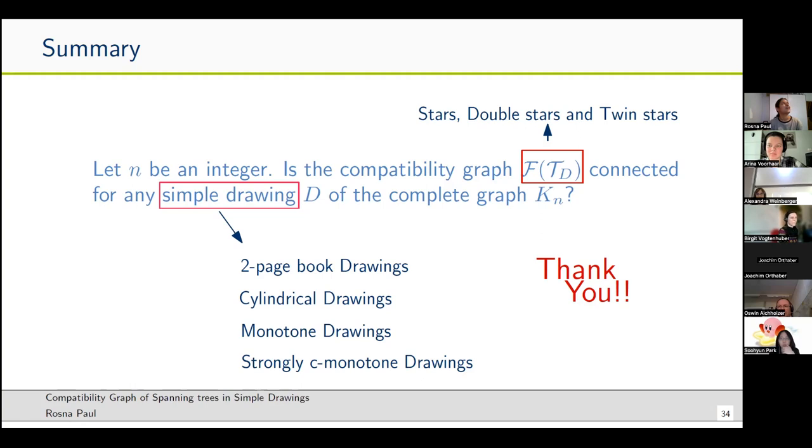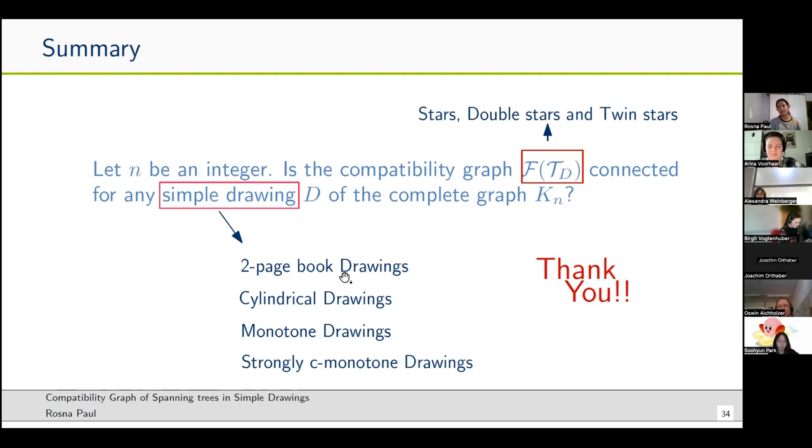Okay. So far, I only know that the compatibility graph is connected. So I cannot guess what is behind, but it's a nice direction to study more about the properties of the compatibility graph and how it is related to the drawings. But currently, I have no idea how the compatibility graph looks like for the given drawing.